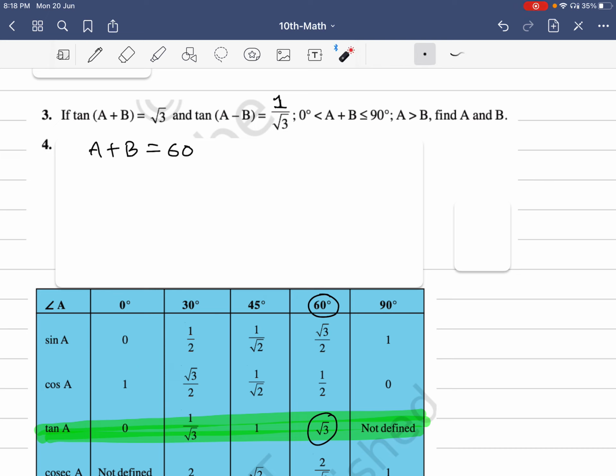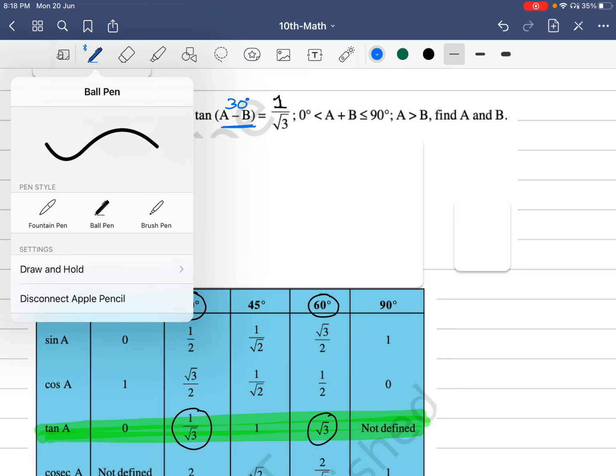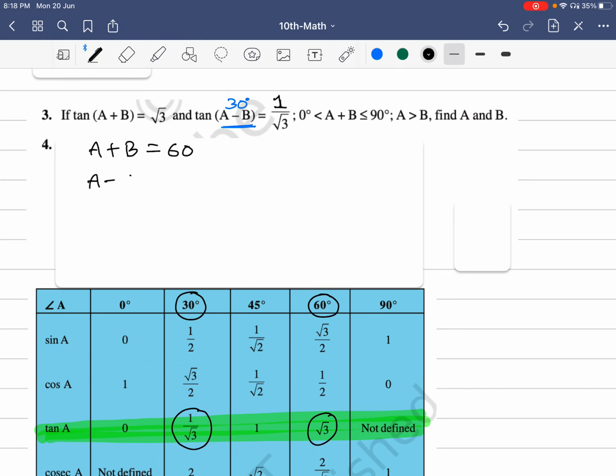Similarly, we have tan of (a - b) is equal to 1 by root 3. So once again from the table, 1 by root 3 is here. So that angle has to be 30 degree. So a - b is equal to 30 degree. Let's make a note of that: a - b is equal to 30.